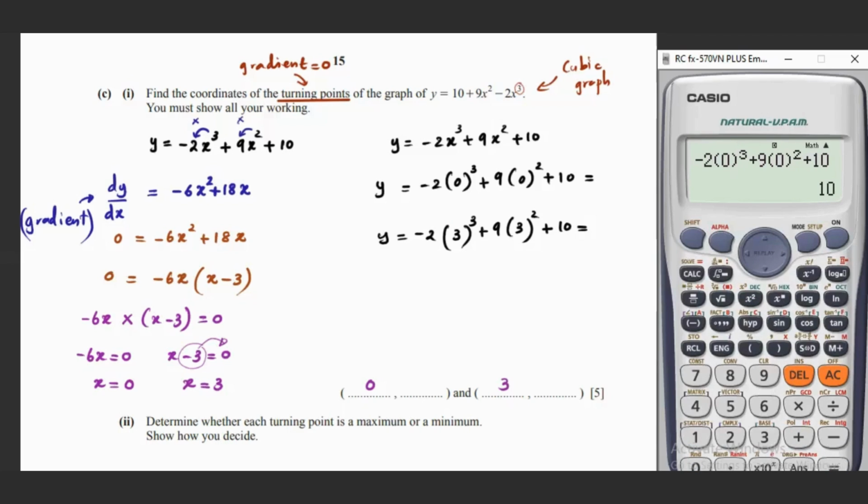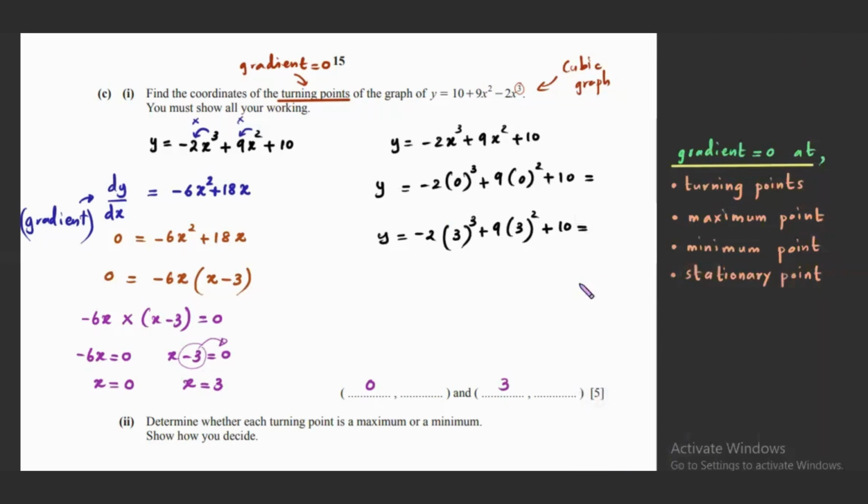When I do that, I get the value of y as 10. Now this 0 that we have here, I'm going to change into 3, because I'm going to find the answer for the other y value. So when I do that, the other y value we get is 37, which means the values we end up getting are 10 and 37. Therefore, when x is 0, the y value that we got was 10. When the value of x is 3, the y value that we got is 37. So these two will be the coordinates of the turning points.